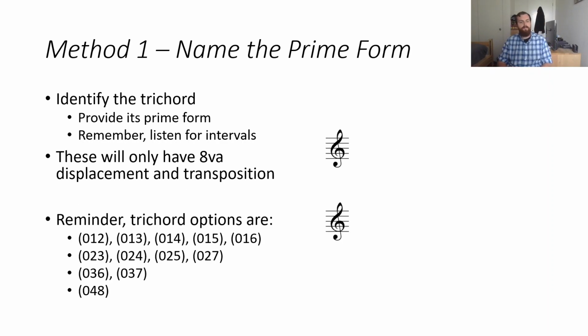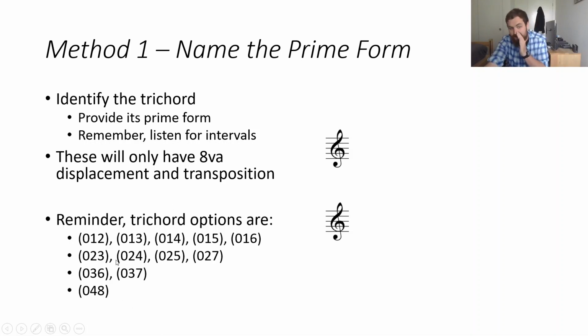Method one is the name-the-prime-form situation, where I will play you a trichord, okay? And you need to tell me what the trichord is. Here are your options. There are the versions with minor seconds in them. Here are the versions with major seconds in them. Here are the versions with thirds. Okay, minor thirds, major thirds, etc. This is all the options to pull from.